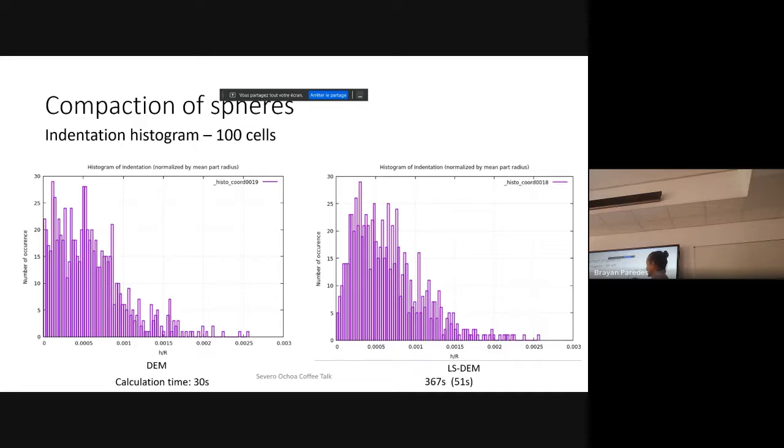But some contacts we lost, mainly the very small contacts here on the left. This is a ratio of the indentation by the radius. In order to capture those, it will be necessary to increase the mesh. Just to have an idea, for spheres, the DEM took around 30 seconds and the LS-DEM around 370 seconds, where at the beginning around 50 seconds was to create and save the level set values of all the particles on the grid. So this is a part that is RAM consuming and time consuming.